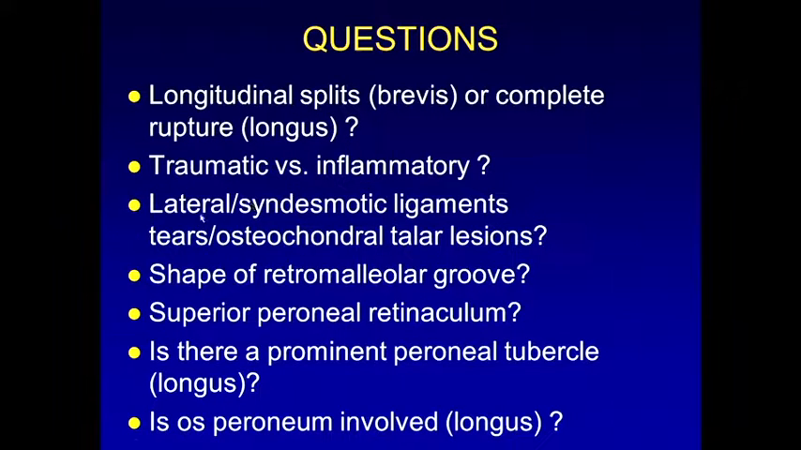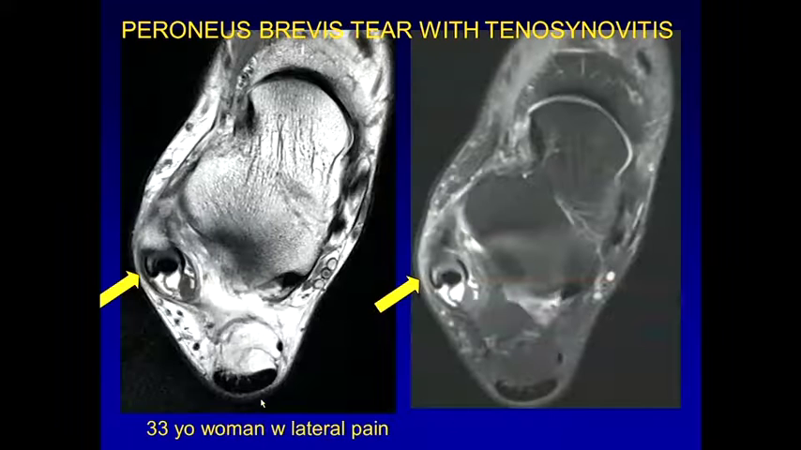So we want to look at the lateral collateral ligaments and the syndesmotic ligaments. We want to see other findings such as osteochondral lesions that may be associated with the peroneal tendon pathology. If we have dislocation, we want to look at the shape of the retromalleolar groove, and we look at the superior peroneal retinaculum. If we have a peroneus longus tendon abnormality, we want to see the peroneal tubercle, and I'll talk about that. And I won't have time to talk about the os peroneum, but we also want to evaluate that. So let's look at examples.